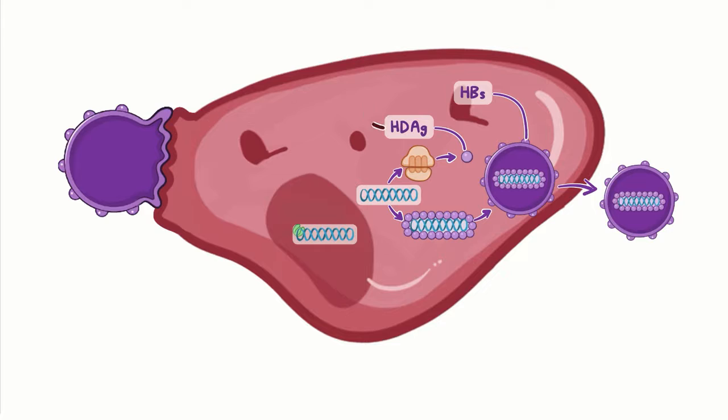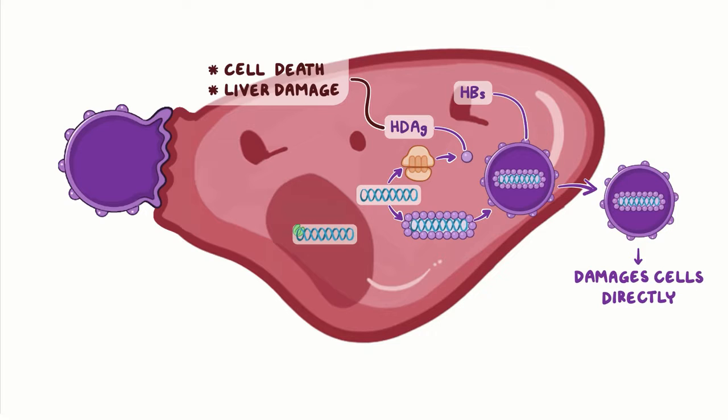Now, delta antigens are harmful to the cell and cause cell death and liver damage. So unlike hep B, hep D damages the cells directly.